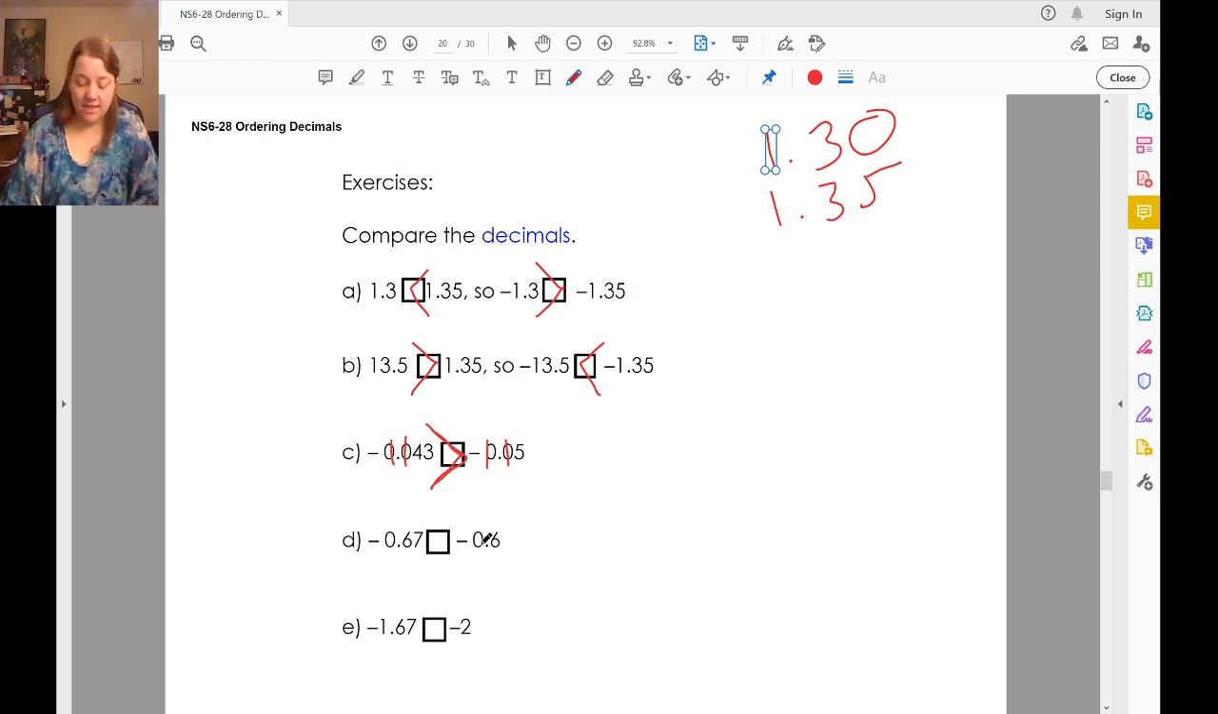These both have 0.6. This would be 0.60, and this is 0.67. So I want to eat the smaller number because they're negative. -1.67, -2, that one's bigger.